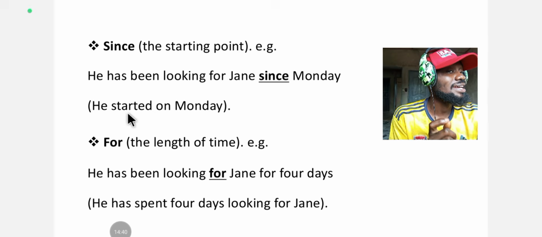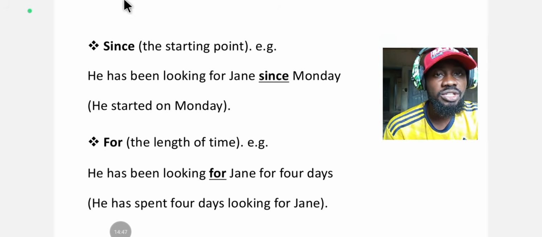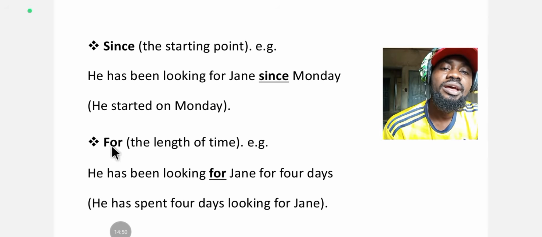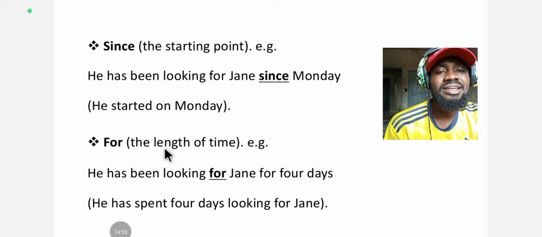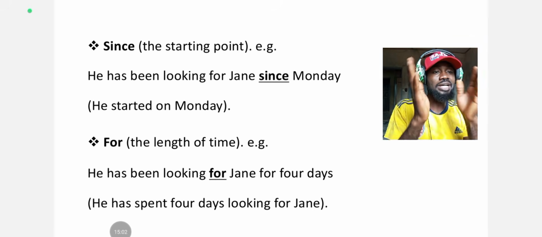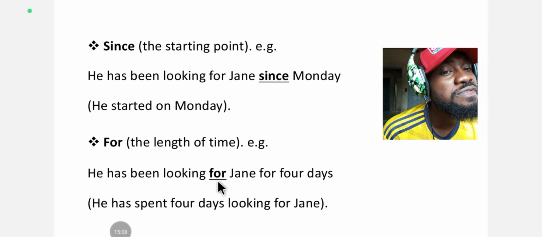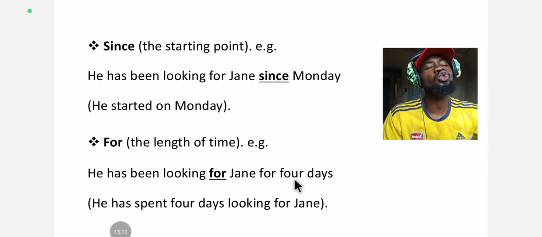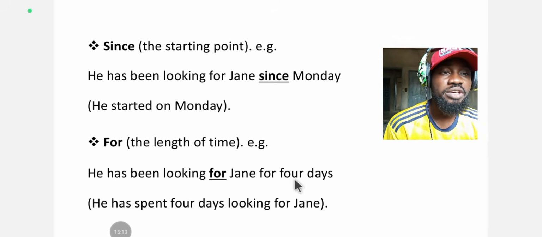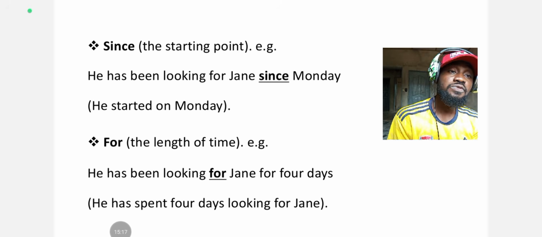Let's look at the opposite of this since, which is for. What is the meaning of for? For means the length of time. It's like the total time for which something is done. For example, he has been looking for Jane for 4 days. That's the total time he has been looking for Jane: 4 days.